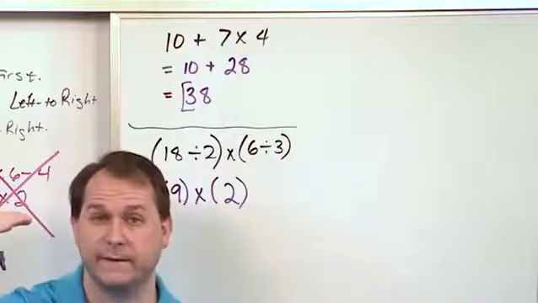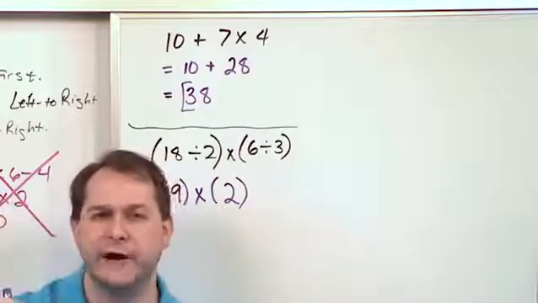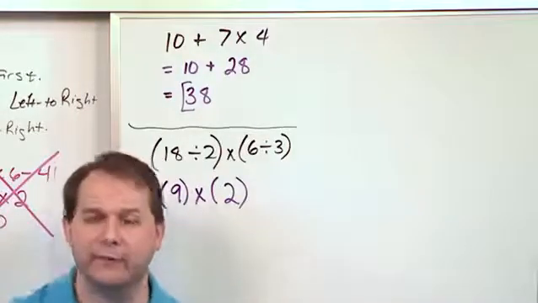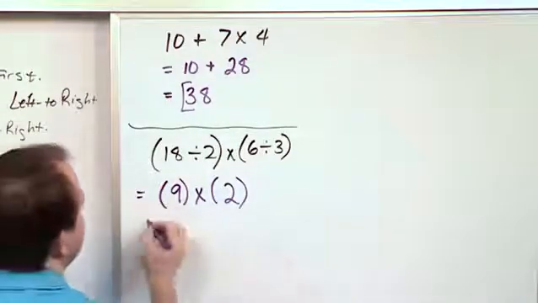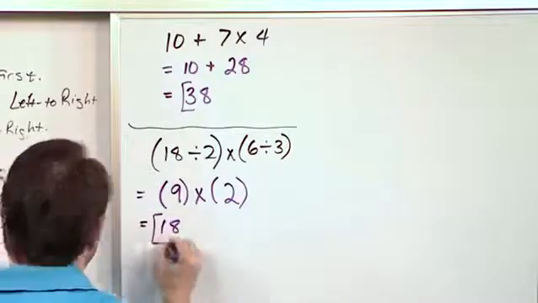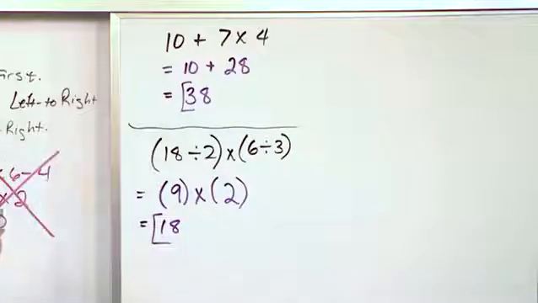We've done the parentheses. Now we look for addition and subtraction. We don't have any. Next, we look for multiplying and division, and we do that like this. So 9 times 2 is 18. 18 is the final answer to that problem.